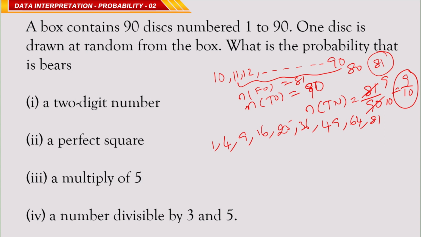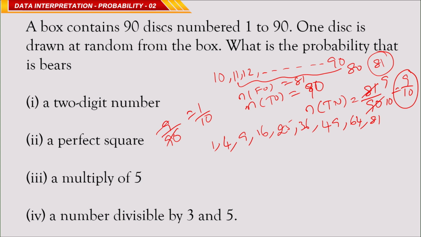So the favorable outcomes is 9 and the total outcomes is 90. So it is 9 by 90, that is simply 1 by 10. The probability of getting a perfect square is 1 by 10. Clear? Now, multiple of 5.